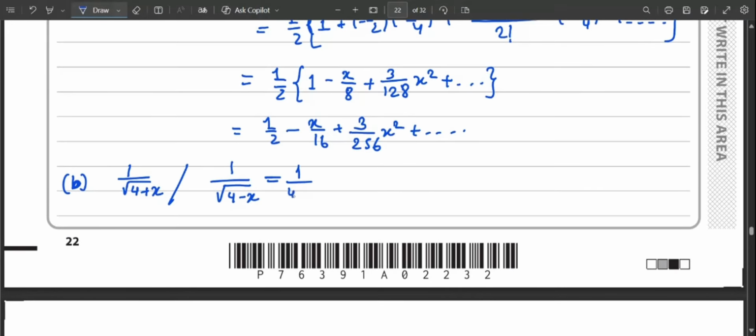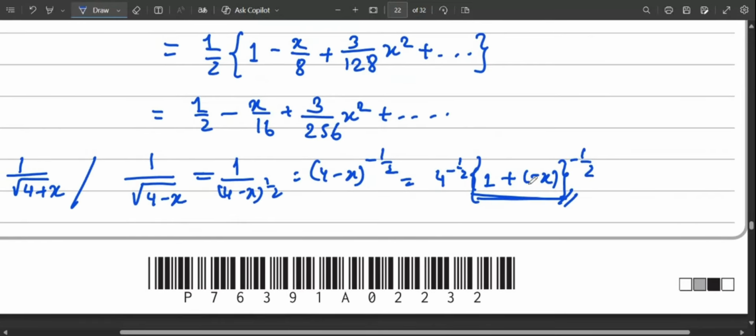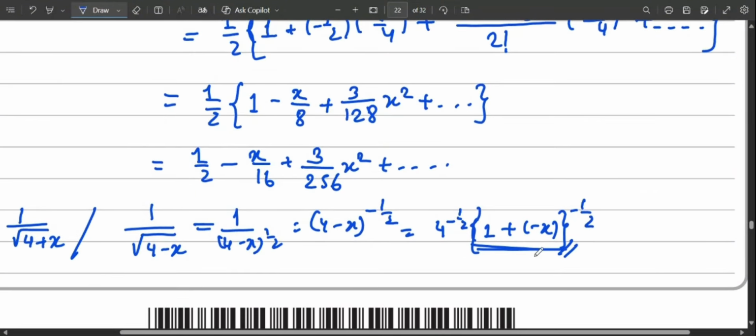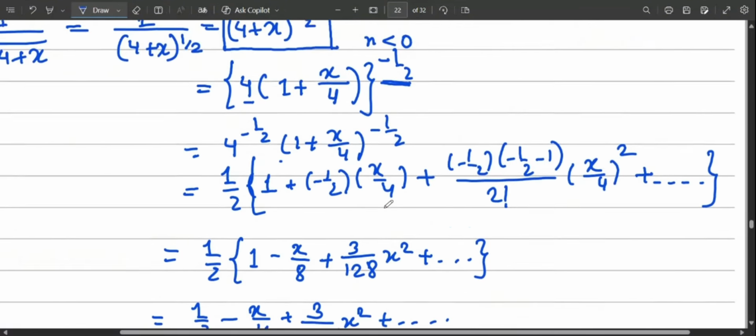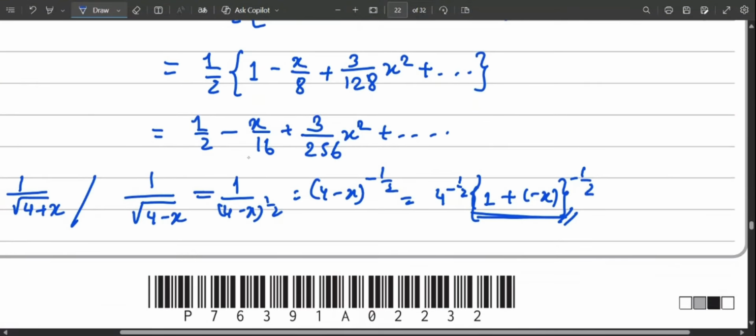Now, seeing this, we can realize that in our previous question, we had to use 1 plus x by 4 to find out our series expansion. But here we have minus x by 4 instead of x by 4. What this means is that our series expansion will be exactly the same, but instead of using plus x by 4, we are now using minus x by 4. What this means is that our first term will not change because our first term does not have any x. It is a constant term.